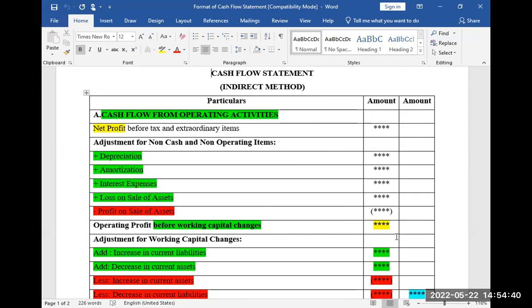Before looking into this detailed aspect, please forget about it. Okay, I'll do one thing. I'll just hide this.